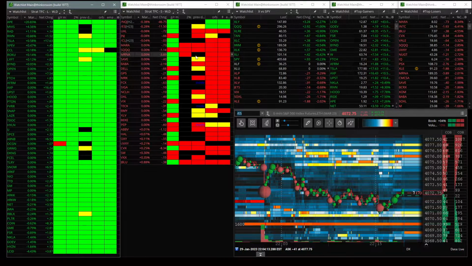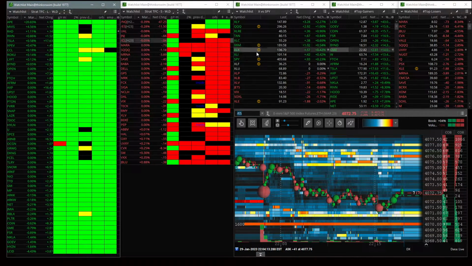Okay, so in the past, each one of these columns would have been its own watch list, kind of like these, and then you would have had to try to track it, and is it on this one?